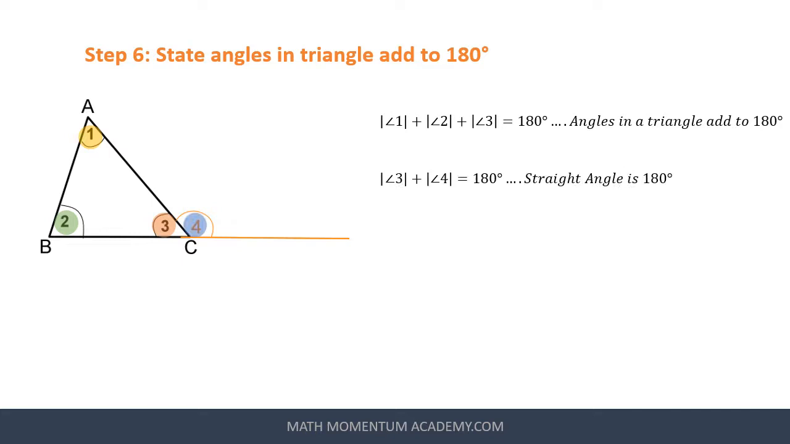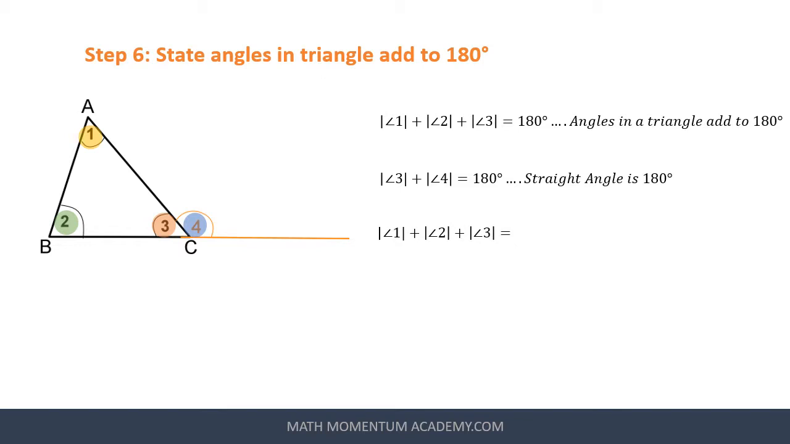Now, using these two bits of information, that angle 3 plus angle 4 is also equal to 180 degrees, we can see that we have two statements equaling 180 degrees. That angle 1 plus angle 2 plus angle 3 equals 180, and that angle 3 plus angle 4 is equal to 180. So we can put both of these equal to each other. We can equate the two of these statements.